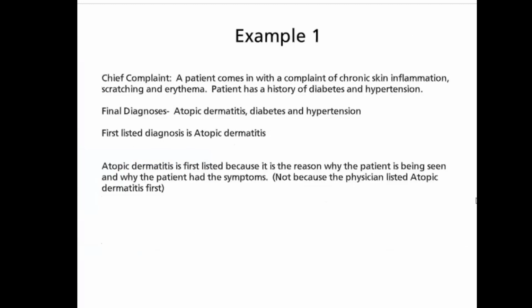Here's an example. Chief complaint: a patient comes in with a complaint of chronic skin inflammation, scratching, and erythema. Patient has a history of diabetes and hypertension. Final diagnosis, not first, is atopic dermatitis, diabetes, and hypertension. The first listed diagnosis is atopic dermatitis because that's what's associated with the scratching, erythema, and skin inflammation. That's the reason why the patient is being seen, not for those chronic conditions.